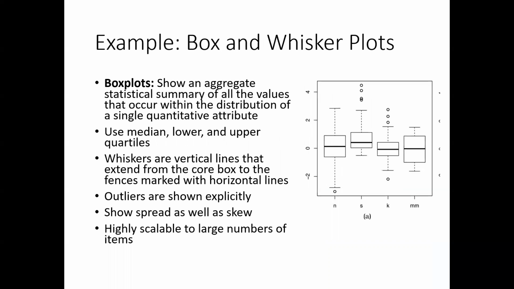Another technique is box and whisker plots, and they show an aggregation of statistical summary data for all values that occur within a distribution of a single quantitative attribute. So the vast majority of things are going to fall within those boxes. The thick black line there is the mean, and the whiskers extend out of the core box to show where things can lie within a standard deviation or two from the box, and then the outliers are shown explicitly so we can see where they're at. And this allows us to see a large number of data points in a relatively small visualization.